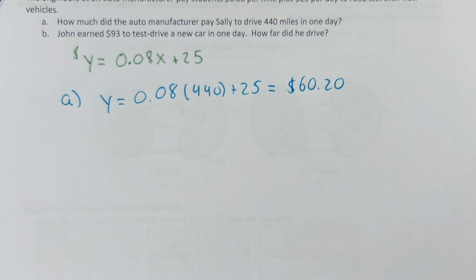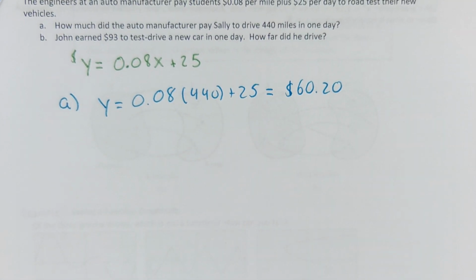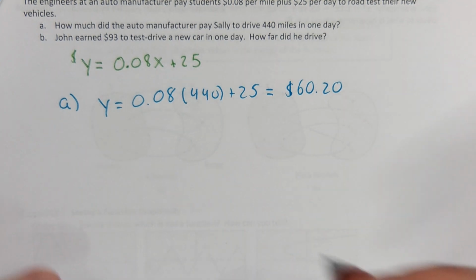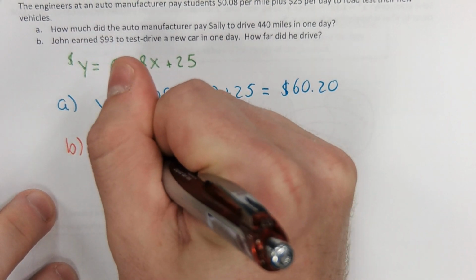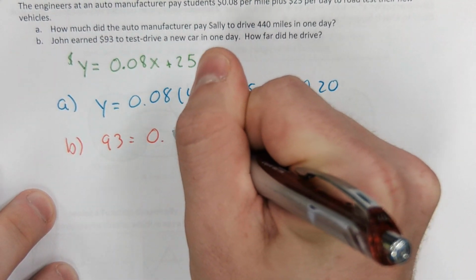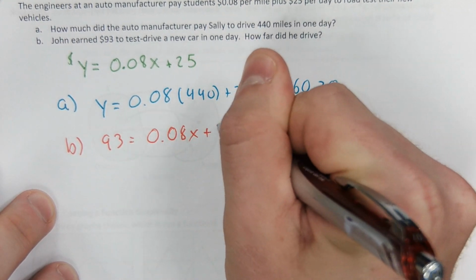Part B. Part B says John earned $93 in one day. So we want to know how far he drove. Do I have a new volunteer? Sebastian, how can I solve this question? 93 equals 0.08x plus 25. Sounds good to me. Fantastic.